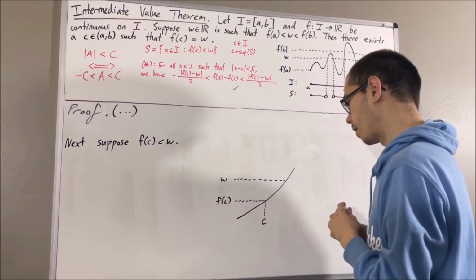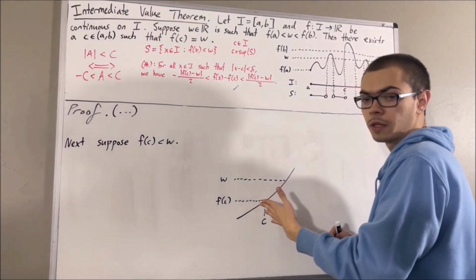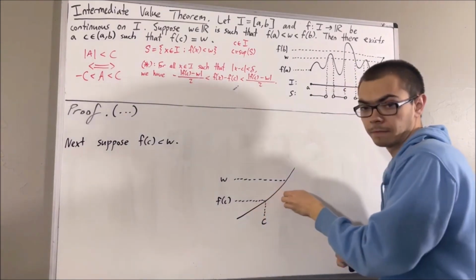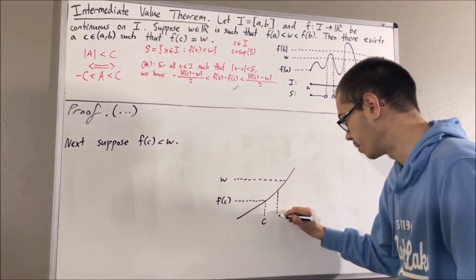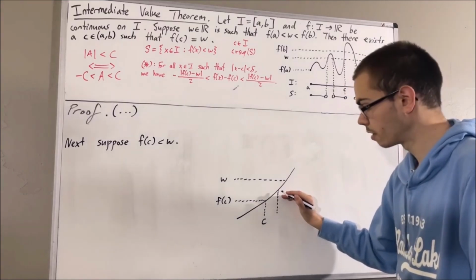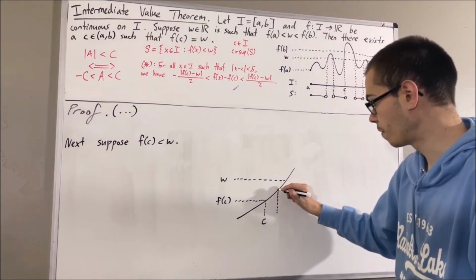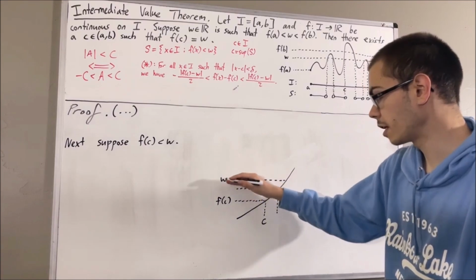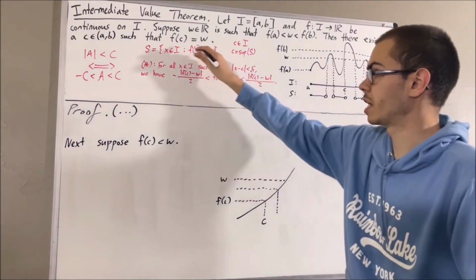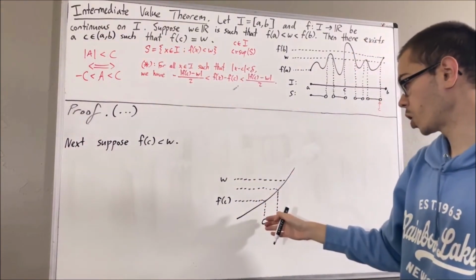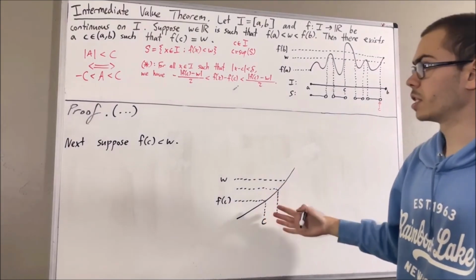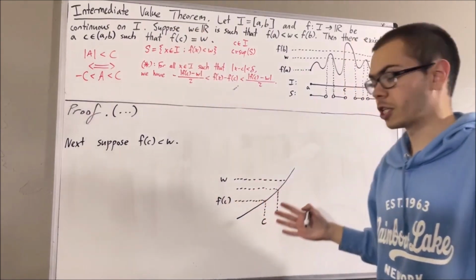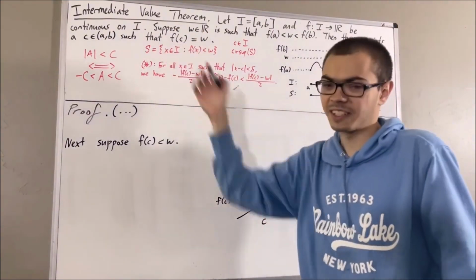But in this case, we can actually show that there are elements of S to the right of C. For example, this guy we expect to be an element of S because, as you can see, the output value it yields to the function f is less than W. And that's precisely what it means to be an element of S. So we're going to show that there exists an element to the right of C, which is an element of S. And that will contradict the fact that C is an upper bound of S.